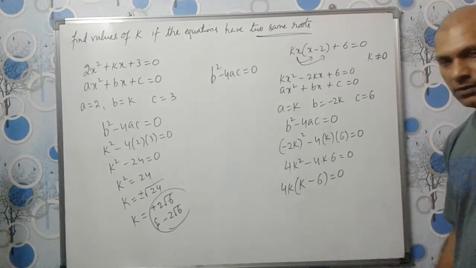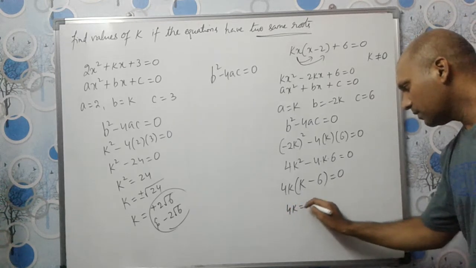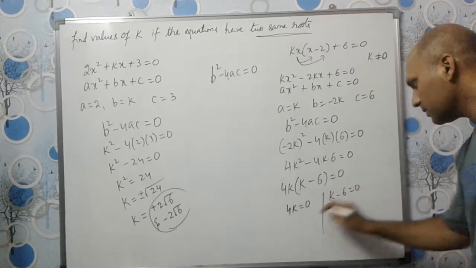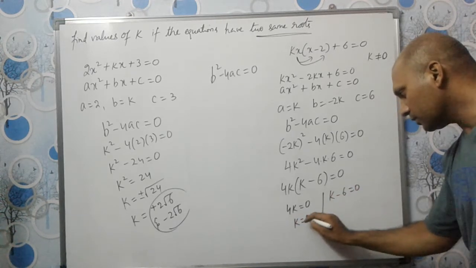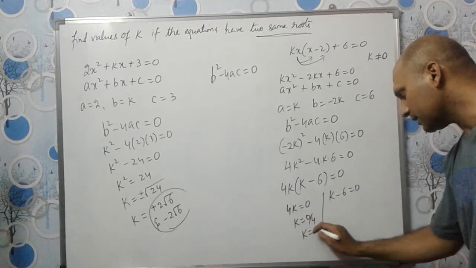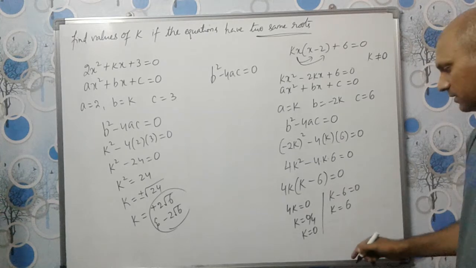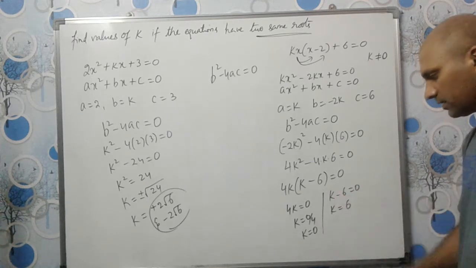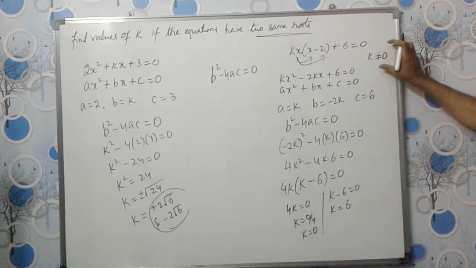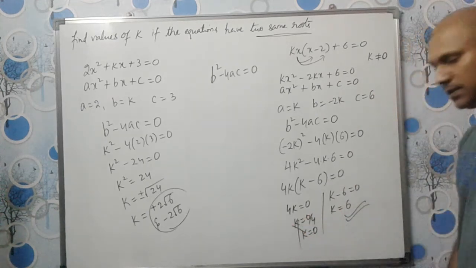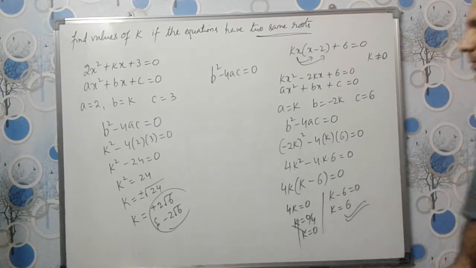We have two linear equations now. So 4k is equal to 0 and k minus 6 is equal to 0. K is equal to 0 by 4, so k is equal to 0, or k is equal to 6, since minus 6 goes on the other side and becomes plus 6. But it is clearly mentioned in the question that k is not equal to 0. So what is the value of k? It is equal to 6. I hope you understood this concept. Thank you so much for watching the video.